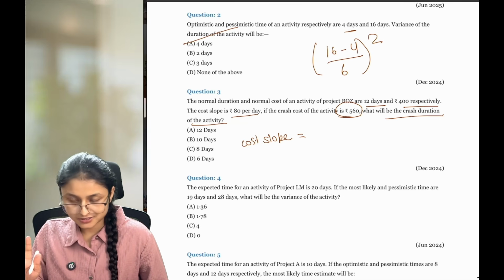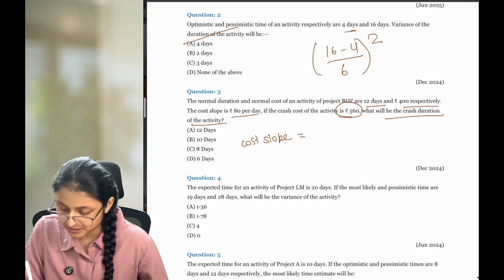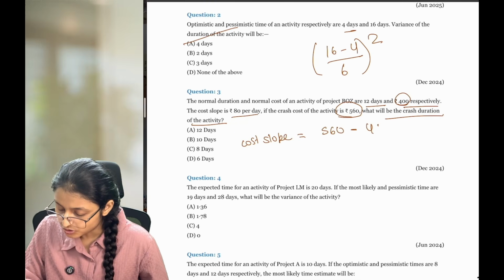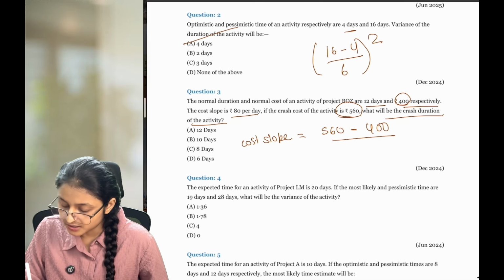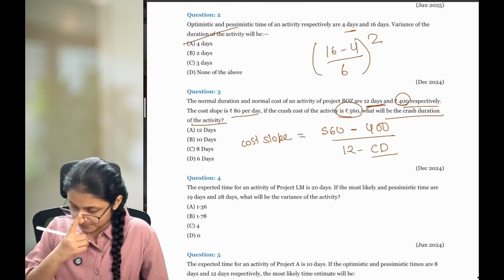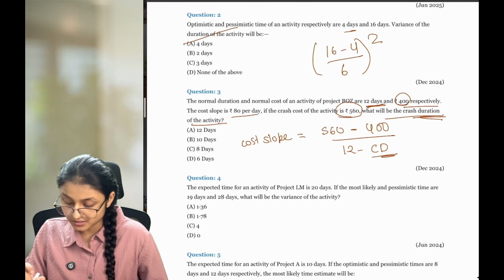Change in the cost, or increase in the cost, which is happening due to crashing. 560 is the crash cost, minus previously our cost was 400, minus change in the days. Earlier our days was 12. Due to crash, what is the days applicable? So this is what we need to calculate. What is the crash duration?